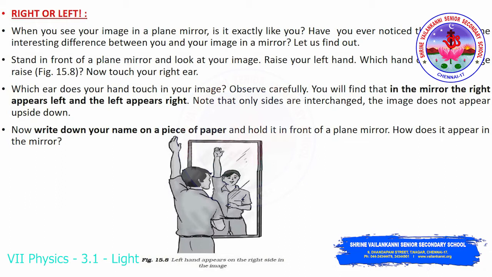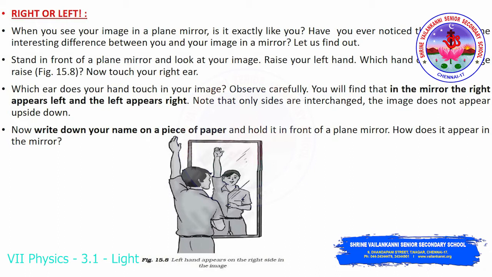If you see your image in front of a plane mirror, you will actually see your exact image, right? But you can notice an interesting difference between you and your image in the mirror. By doing a simple activity, you will be able to understand. Standing in front of a plane mirror, just raise your left hand. When you raise your left hand, simultaneously touch your right ear and observe your image in the mirror. You will find that in the mirror, the right appears left and the left appears right.